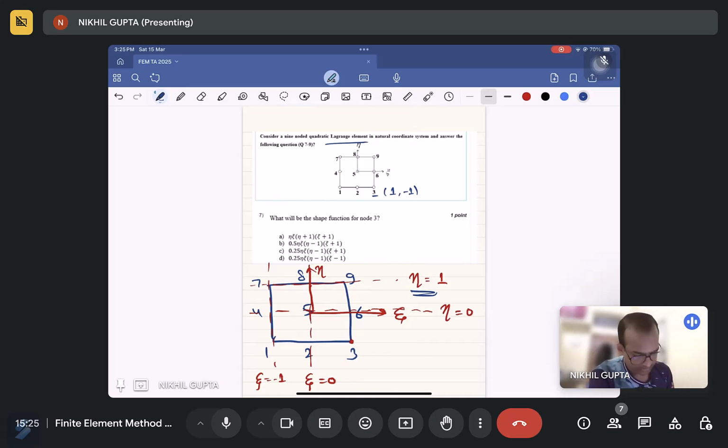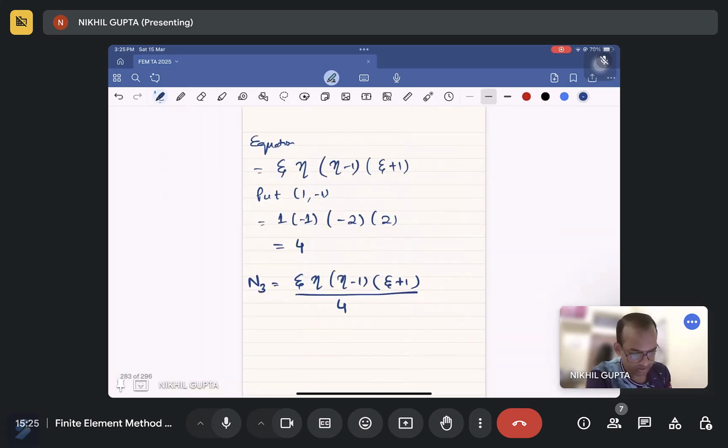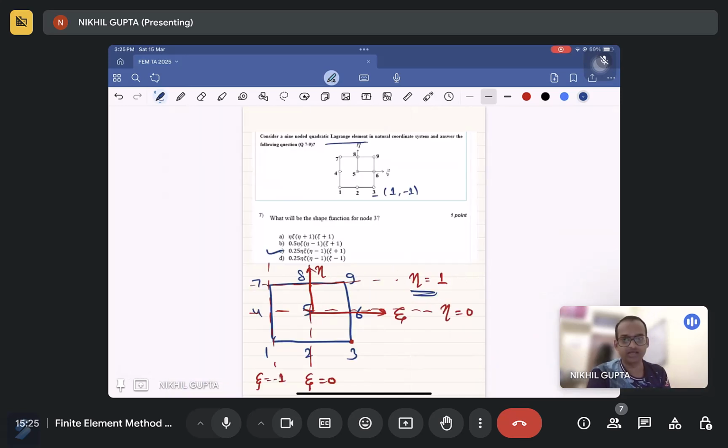Option C is correct. You see the option is 0.25 and all. So option C is correct. This is clear to everyone. Yes, sir. Okay.